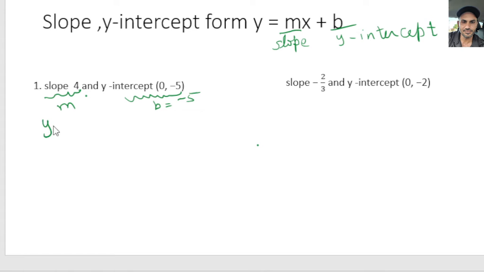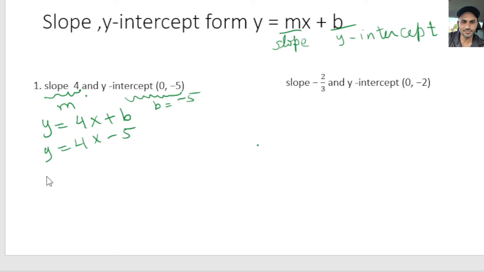So y equals, in the first step, I'm going to just plug in the slope, which is 4x plus b. Now here, it depends on what you want to do. You can either just directly plug in this -5 here, and you will get the equation 4x minus 5. Or you can plug in this point into the equation, and then simplify it and get the value of b. So let's do that as well.